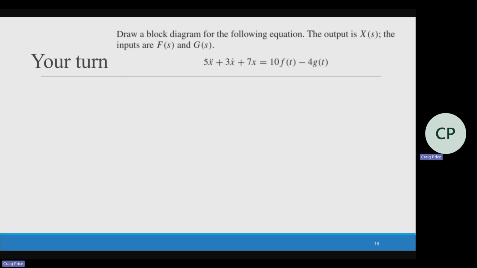Step one, get it into an algebraic form. Laplace transform. That way we can combine some of these variables, simplify it, no more dot.